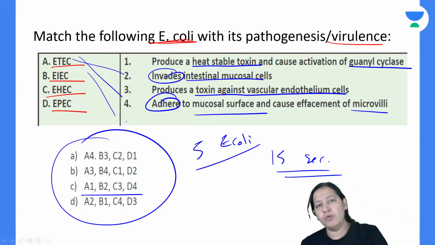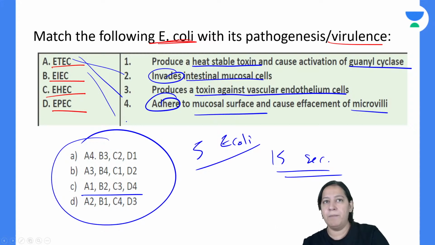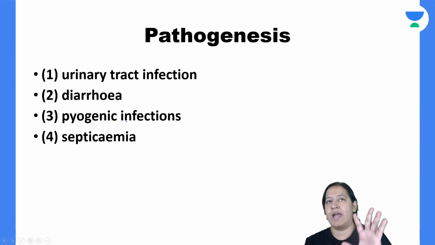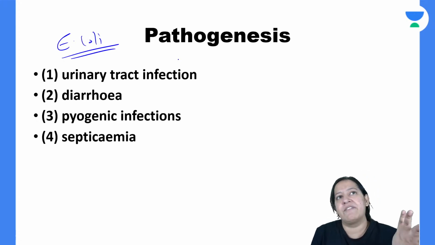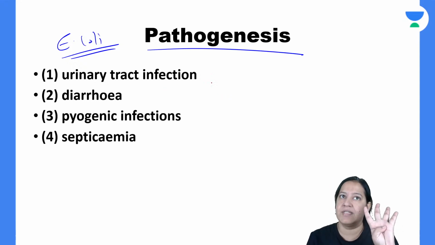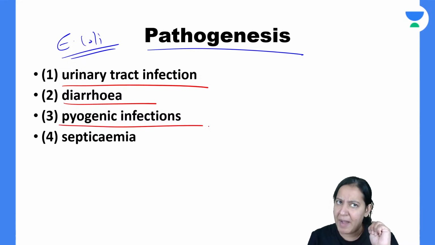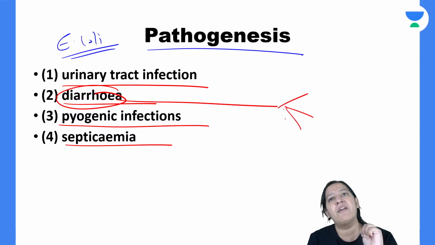Let me tell you the 5 types of E. coli. Then I will come to this slide again. I will move back and come to the slide again. So let me teach you the 5 types of E. coli. How many diseases does E. coli cause? What are the diseases E. coli causes? E. coli causes 4 types of diseases. It causes UTI, diarrhea, pyogenic infection, and septicemia. I am interested in diarrhea. For diarrhea, based on this property, there are 5 types of E. coli.